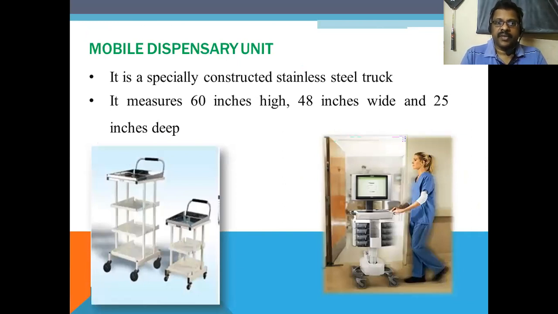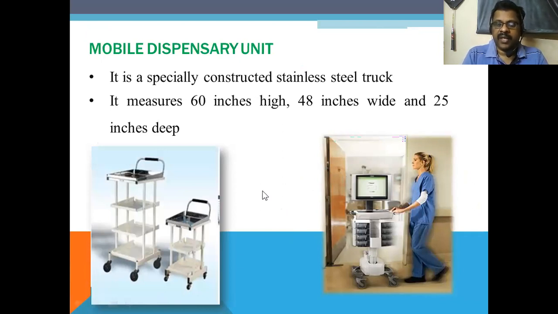Mobile dispensary units. It is a specially constructed stainless steel truck. It measures 60 inches in height, 48 inches wide, and 25 inches deep. This is a standard size we are following for these trolleys. In this, the medicines, baskets, everything will be kept and sent from the pharmacy.